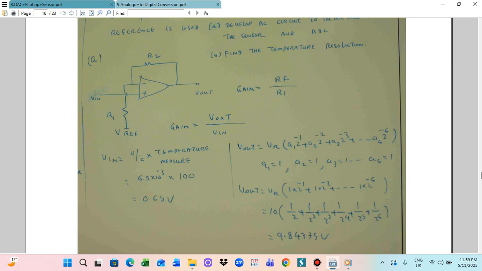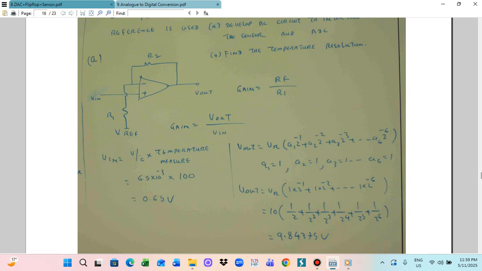So we substitute here. The reference voltage is already given, 10 volt. So this is 10 multiplied by 1 by 2 plus 1 by 2 square plus 1 by 2 cube plus 1 by 2 power 4 plus 1 by 2 power 5 plus 1 by 2 power 6. By solving this, you get 9.84375 volts. So this is how we calculate the Vout.